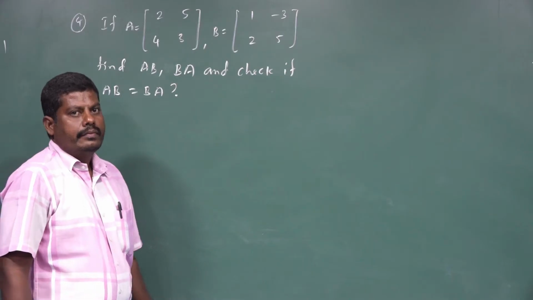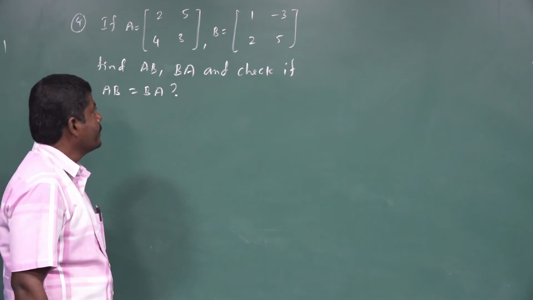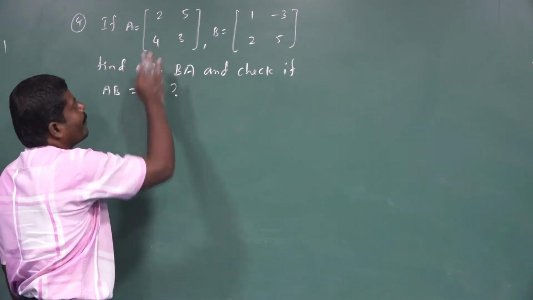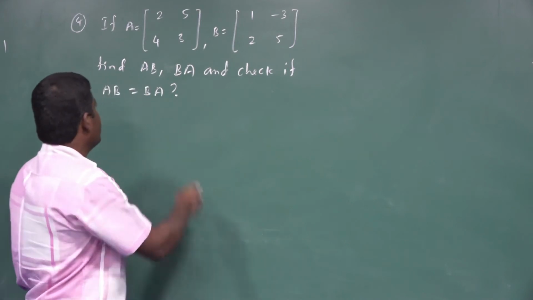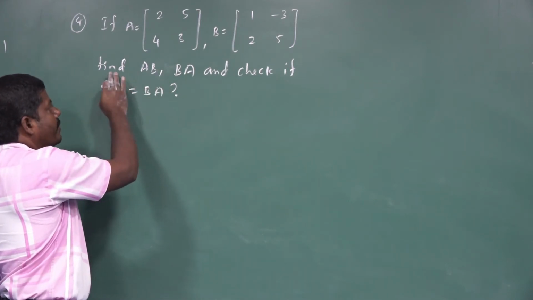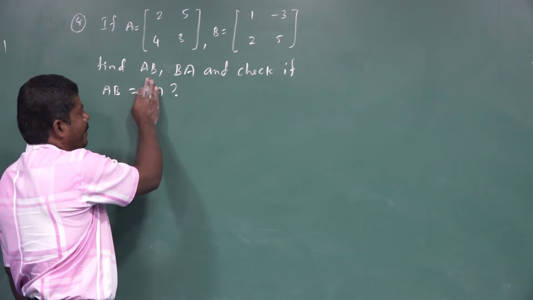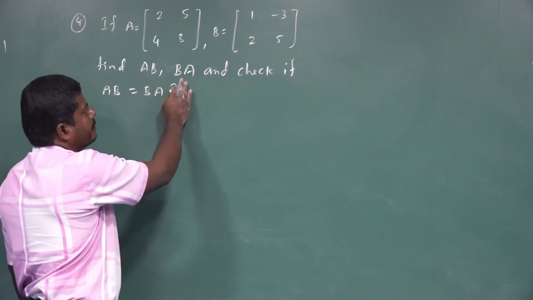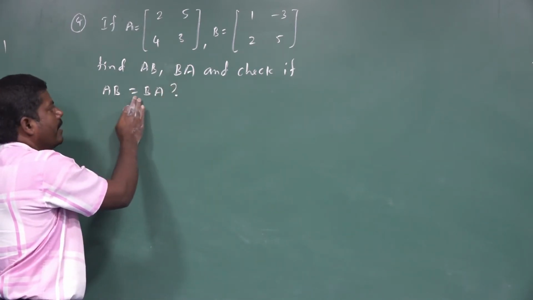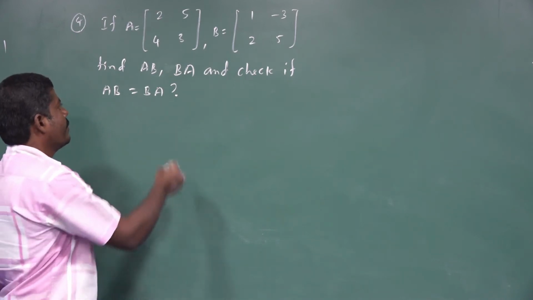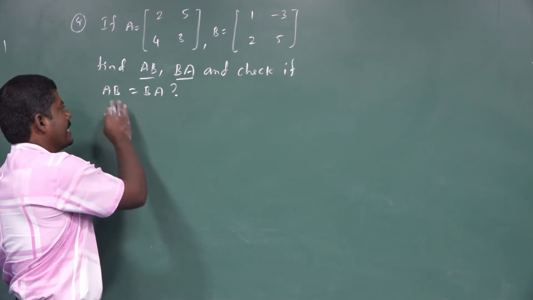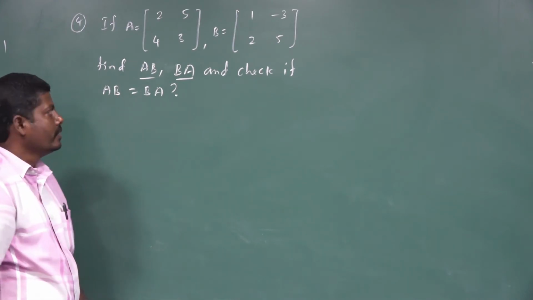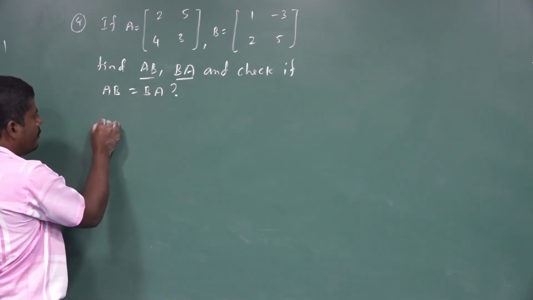Understand? Okay. Next we take question number 4. If A is a 2 by 2 matrix and B is a 2 by 2 matrix, using the two matrices you want to find the product AB and BA, and check if AB is equal to BA. Now you want to find AB and BA. After that you want to check whether AB is equal to BA. So first we find AB.